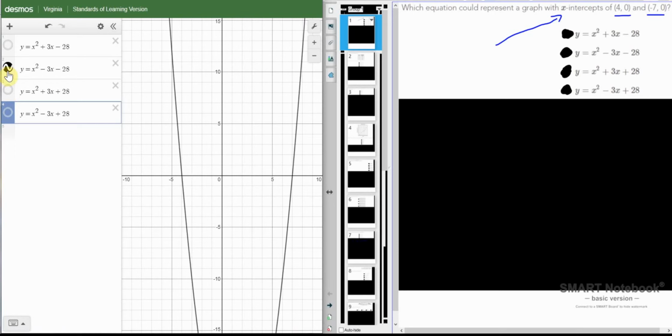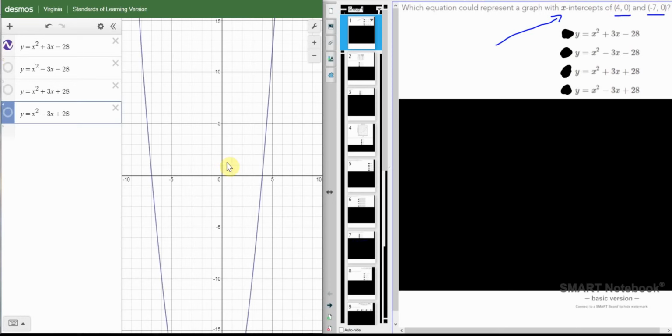Can't see that one either. This one hits at negative 4 and positive 7, but we want positive 4, so it's not that one. So by default, it's going to have to be this one. And good, look at that. It hits at (-7, 0) and (4, 0).